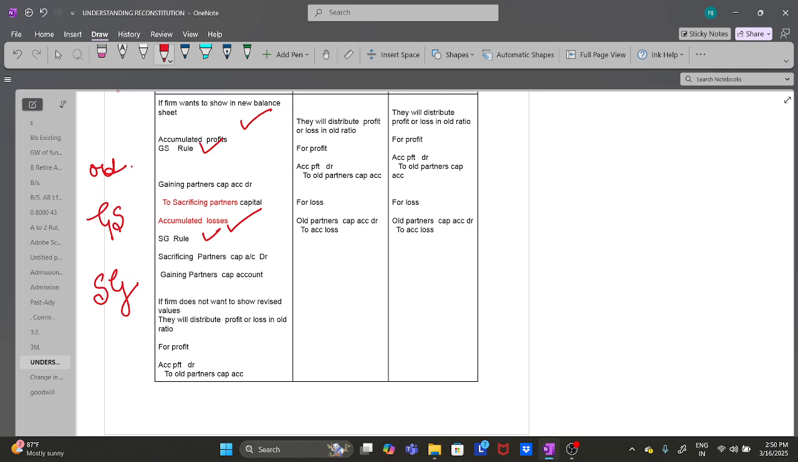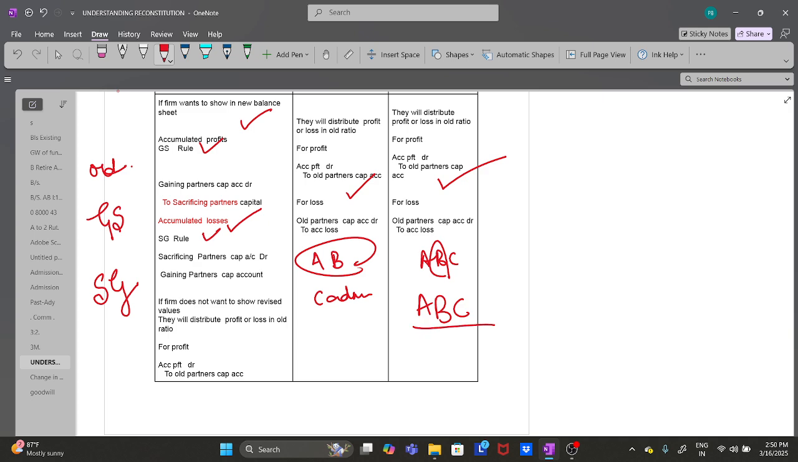And then in case of admission, it goes to old partner, and in retirement it goes to old partner. Here A, B are there, C admits, so it goes to A and B. Here A, B, C are partners, say B retires, it goes to A, B, C, all the three.